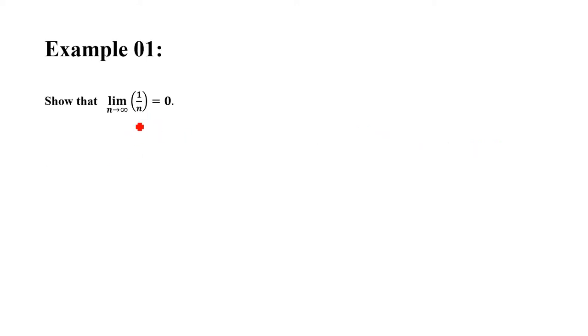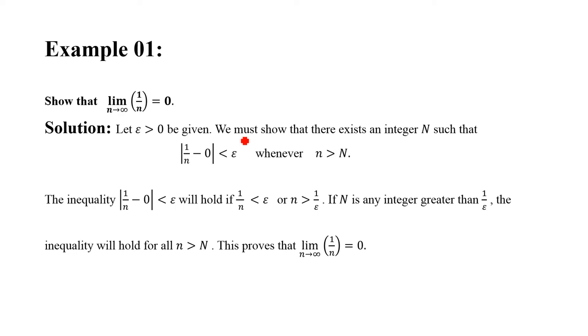Now for an example, show that the limit of 1 over n as n approaches infinity is 0. So using the definition of the limit, we just have to find the value of N for which |1/n - 0| is less than epsilon. So this is L in our case. So consider this inequality: |1/n - 0| is less than epsilon.